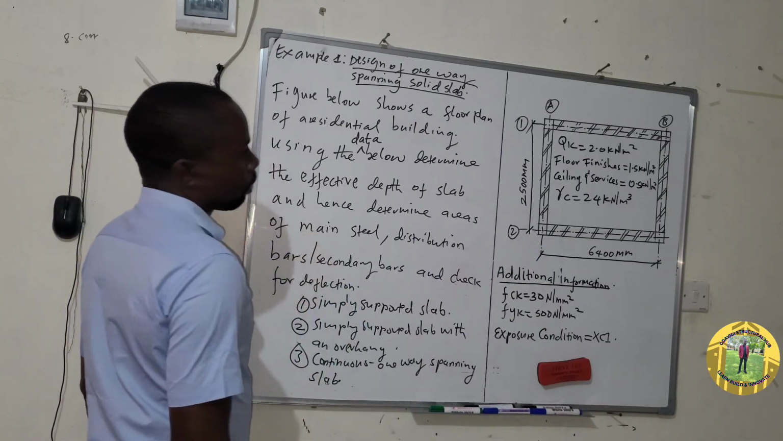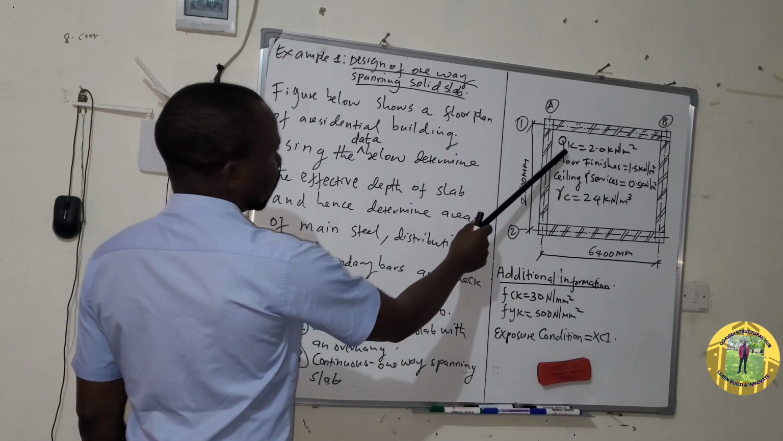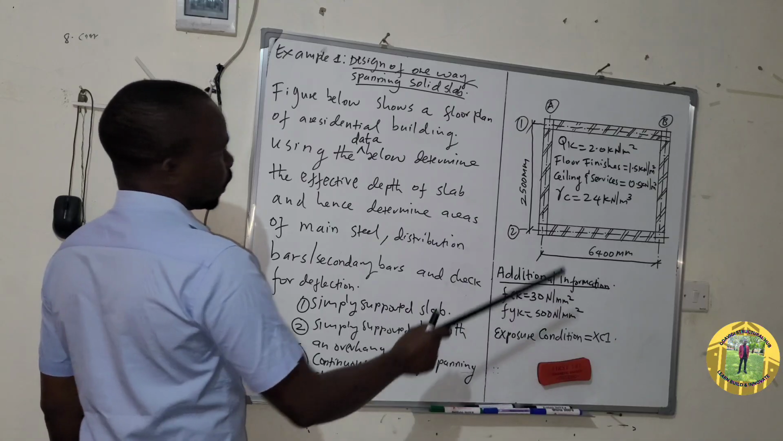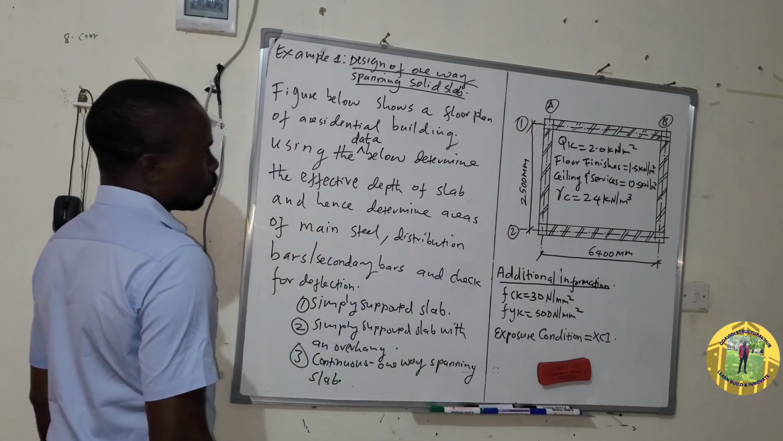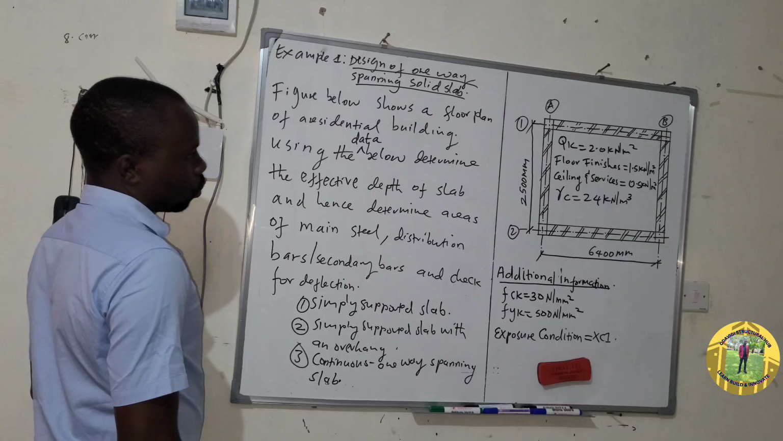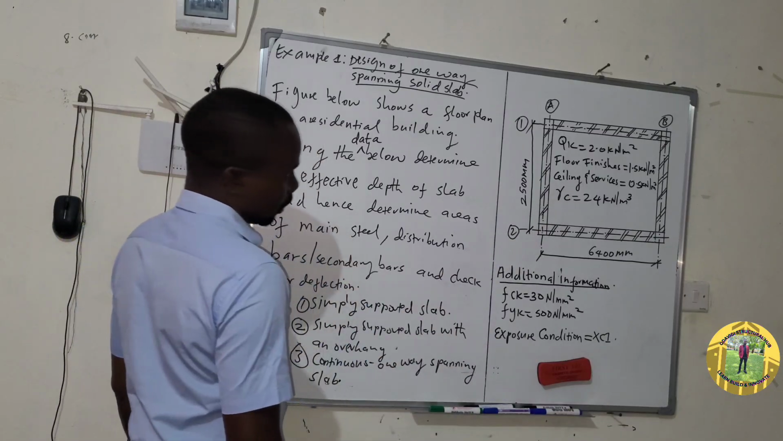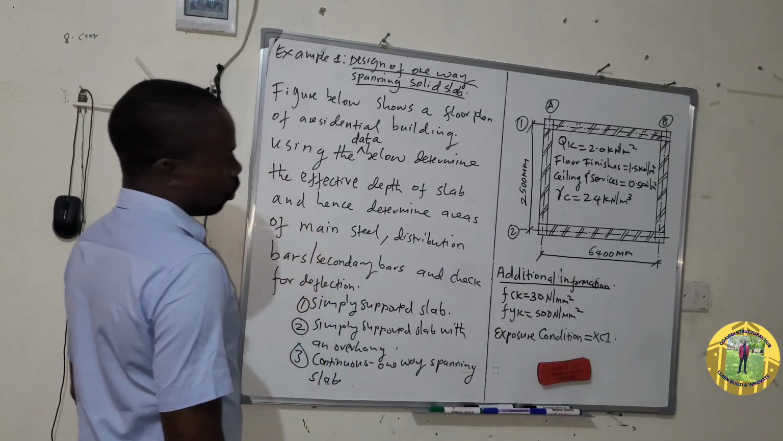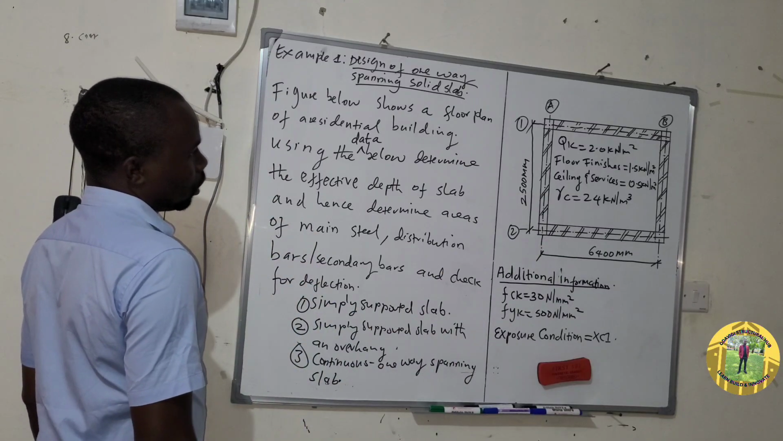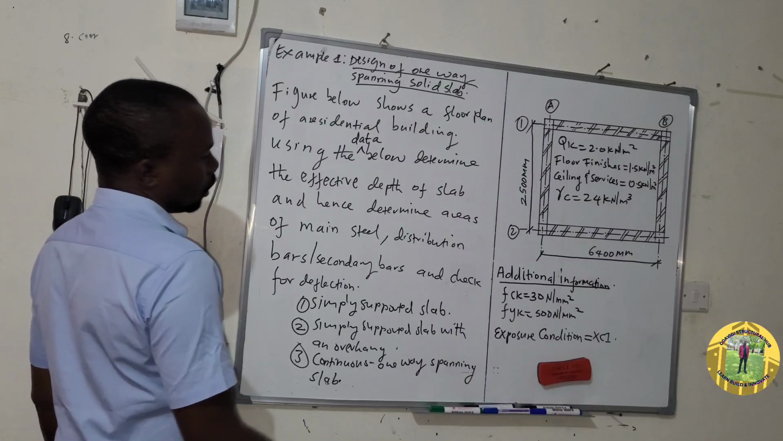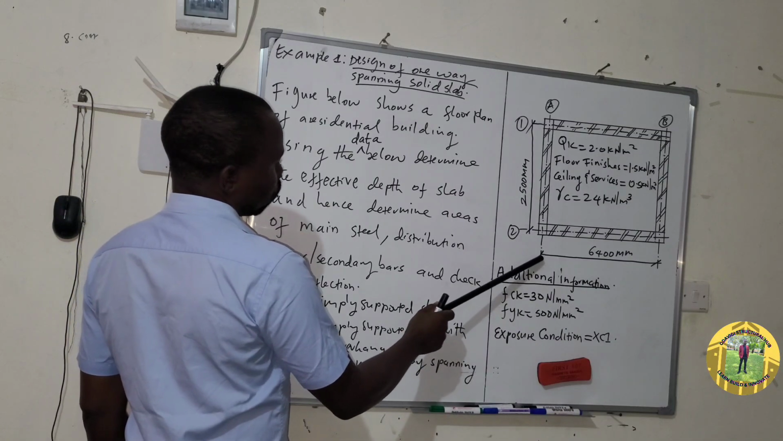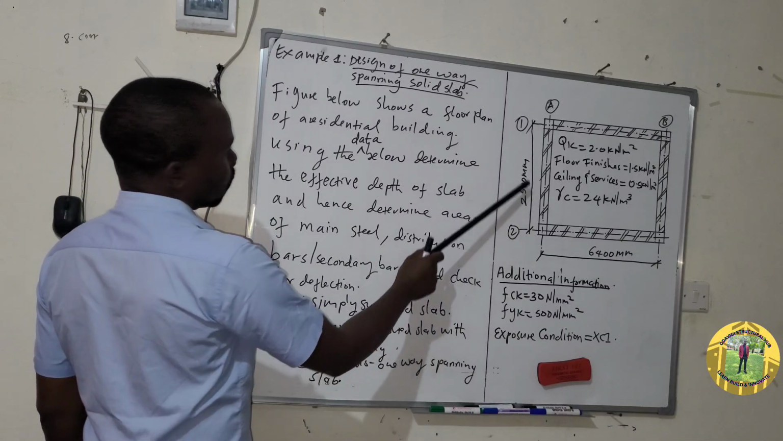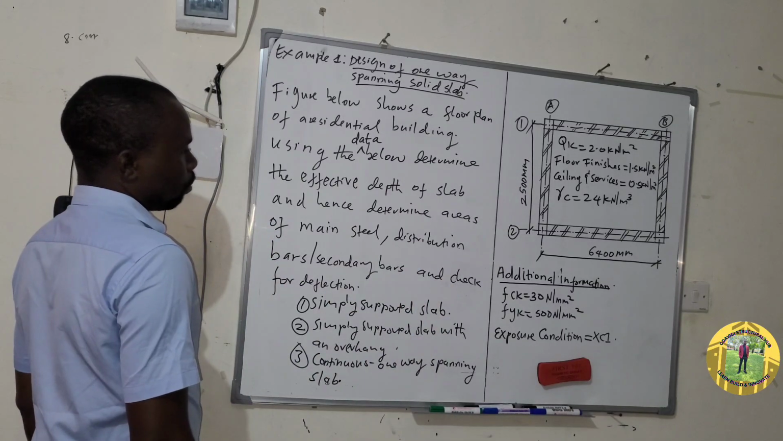As you can see, you have been given a variable action, which is QK as 2.0 kilonewton per meter square. Then you have the floor finishes equal to 1.5 kilonewton per meter square. Ceiling and the services is equal to 0.5 kilonewton per meter square. Then the unit weight of concrete is equal to 24 kilonewton per meter cubic. Then the dimension from here to here is 6400 millimeter, and from here to here is 2500 millimeter.